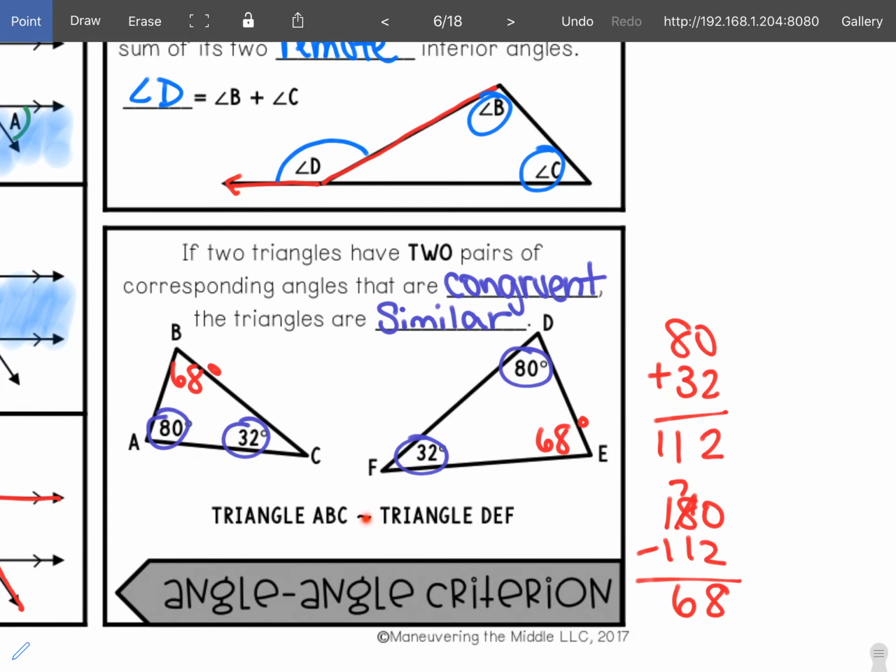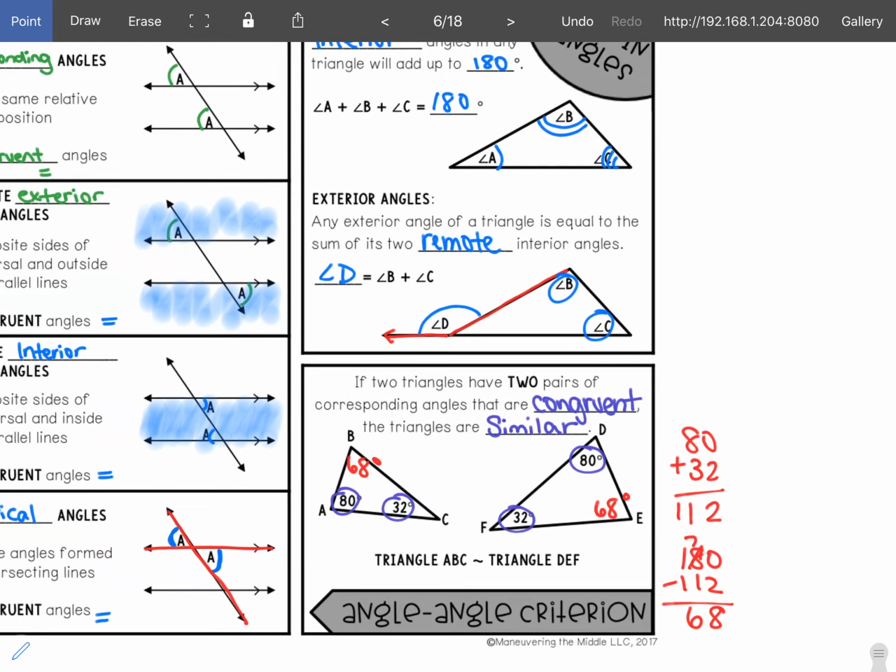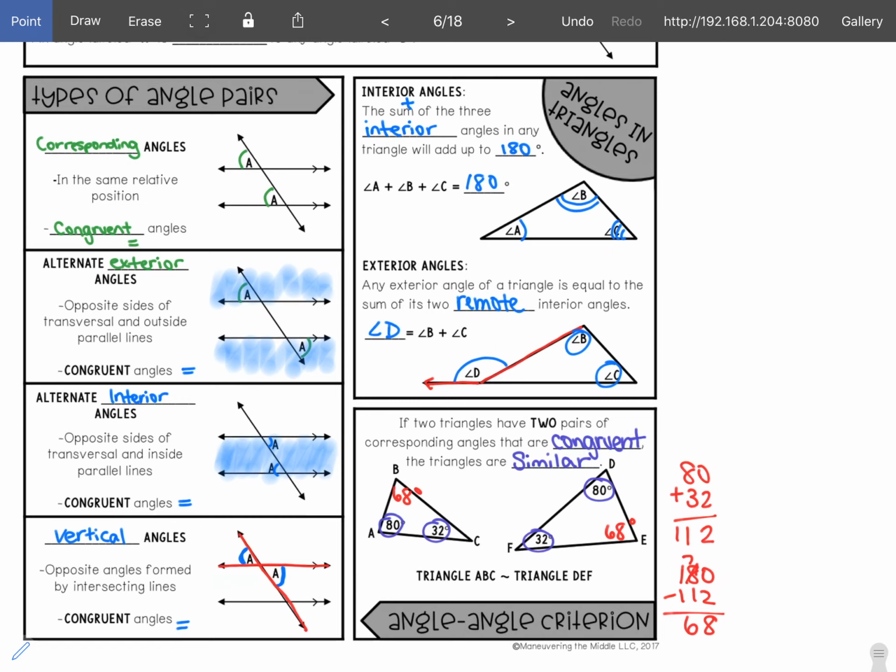See this little squiggle here? That means similar. Okay? It does not necessarily mean that they are congruent, because you could have 2 different sized triangles and they still have the same 3 angles inside. The measurements can be the same degrees, and you could just have longer sides.